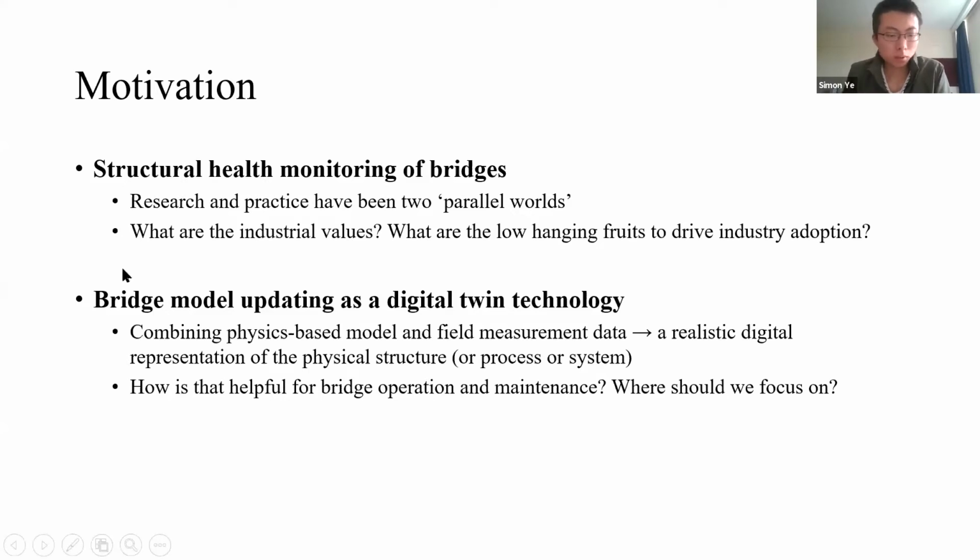So for example, we need to ask questions like, what are the industrial values of having structural health monitoring for bridges, and what are the low-hanging fruits here to drive industry adoption? And also in terms of digital model updating as a digital twin technology. First of all, this is basically combining physics-based analytical model and field measurement data to create a realistic digital representation of the physical structure. And we need to ask, how is that going to be helpful for bridge operation and maintenance, and where should we focus?